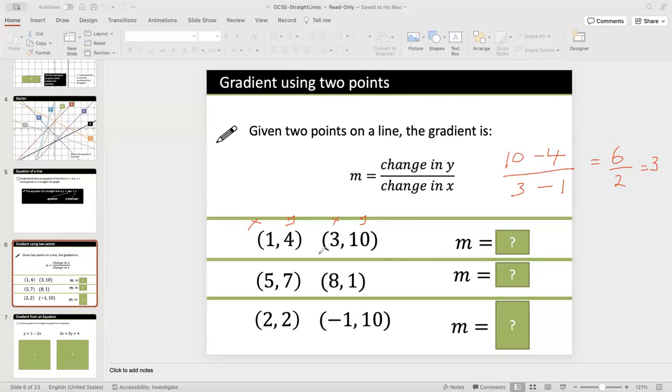So you can have a go. You can pause the video, have a go on the other 2 questions, on the other 2 gradients. Then you can unpause the video, then you can try and check a solution. So look at this second one now. You put this one there to X, Y, X, Y. So what's the difference? 1 minus 7.